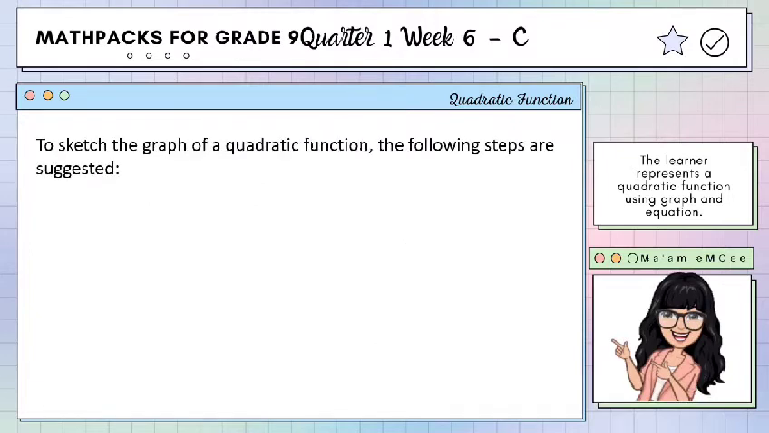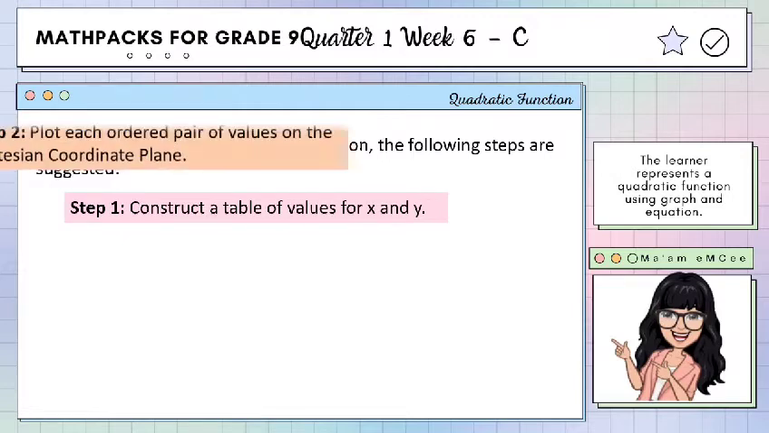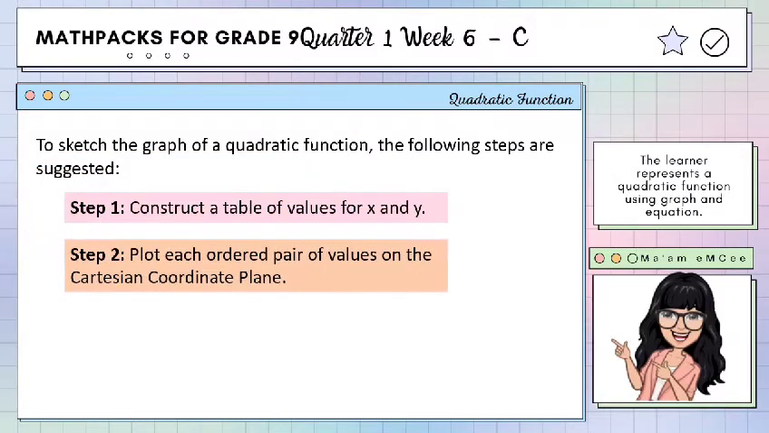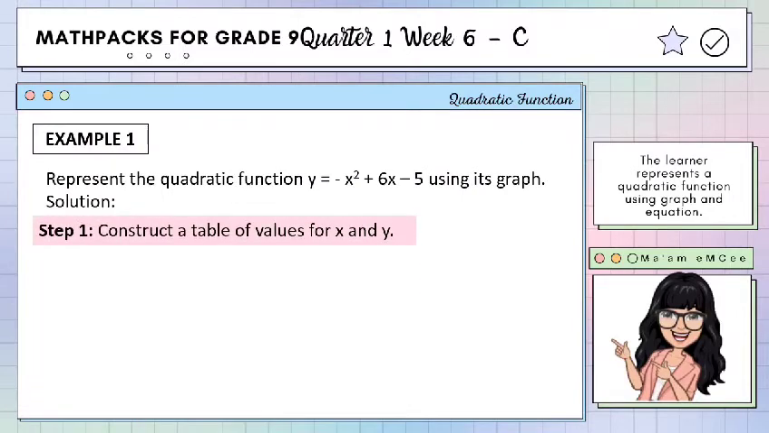Now, to sketch the graph of a quadratic function, the following steps are suggested. Step 1. Construct a table of values for x and y. Step 2. Plot each ordered pair of values on the Cartesian coordinate plane. Step 3. Connect the plotted points with a smooth curve. Label the graph. Let us have the first example on your MathPacks.